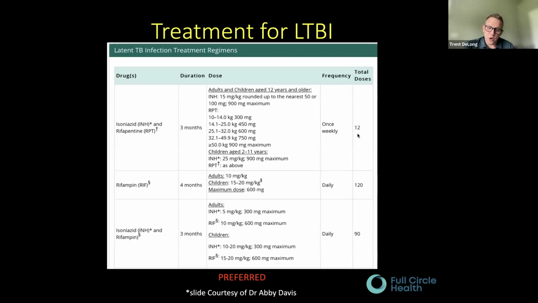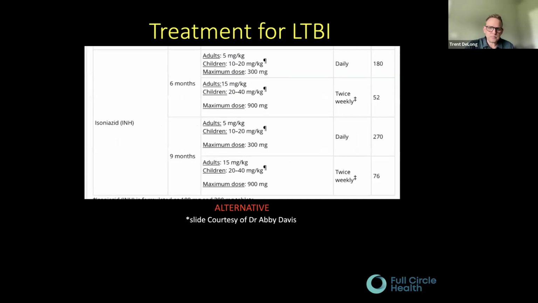Rifampin, it's a 4-month course. It's daily dosing. There's 120 total individual doses. And then there's a combination therapy of isoniazid and rifampin. It's a 3-month course. The frequency is daily, and you end up with a total of 90 doses. All of this is weight-based in terms of dosing and can be referenced as well.